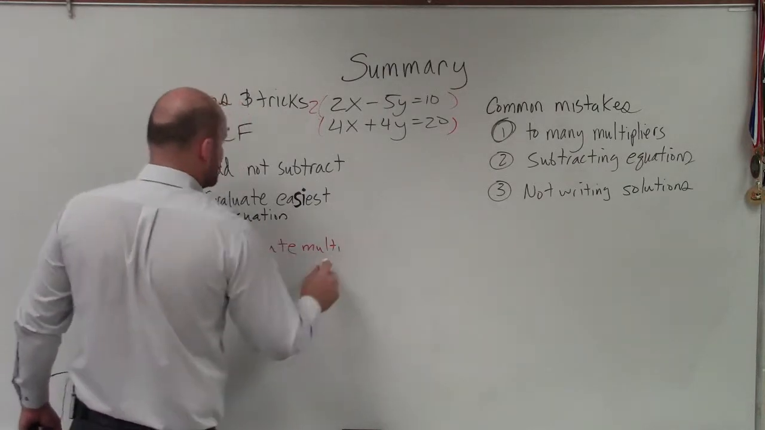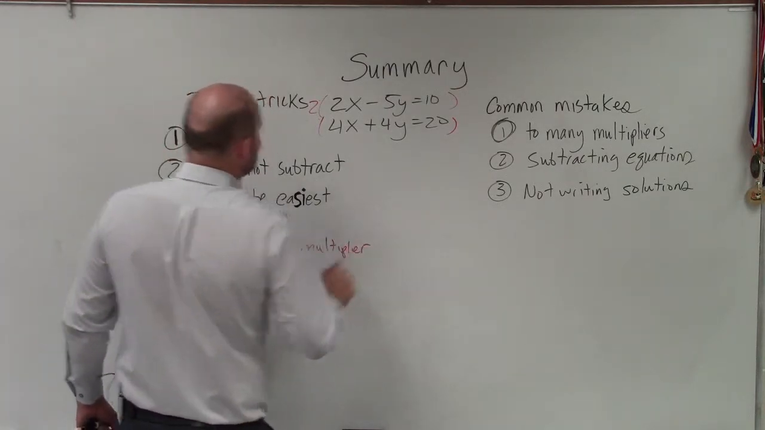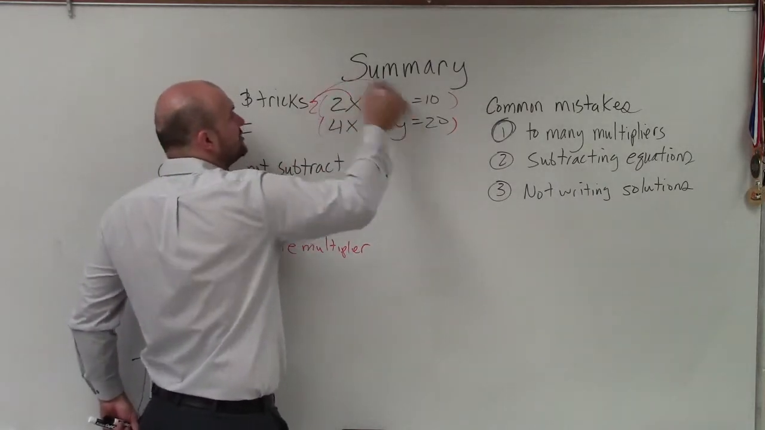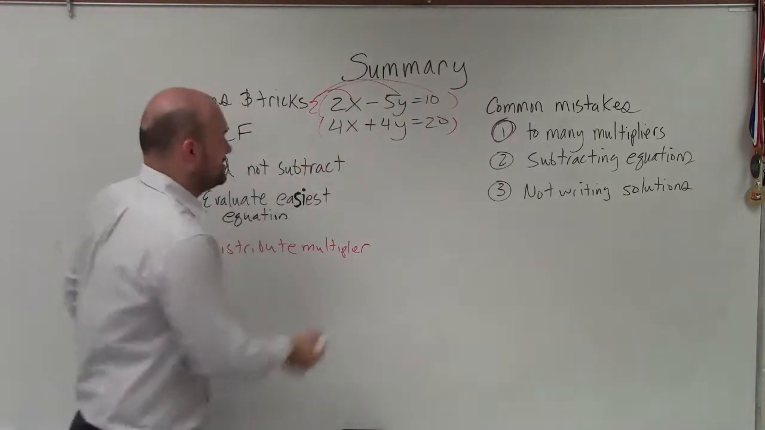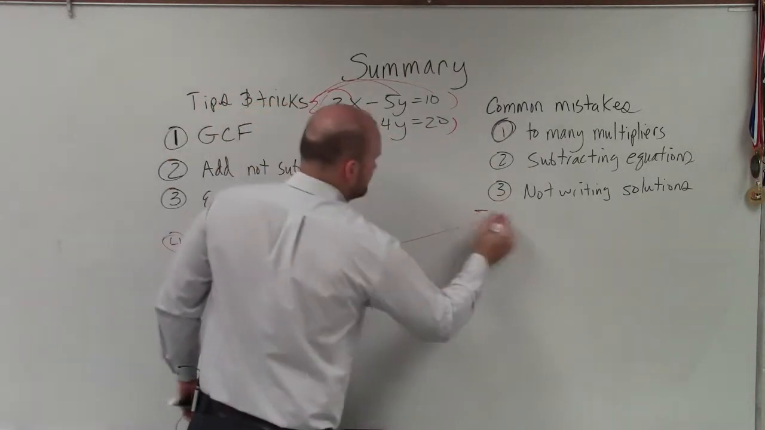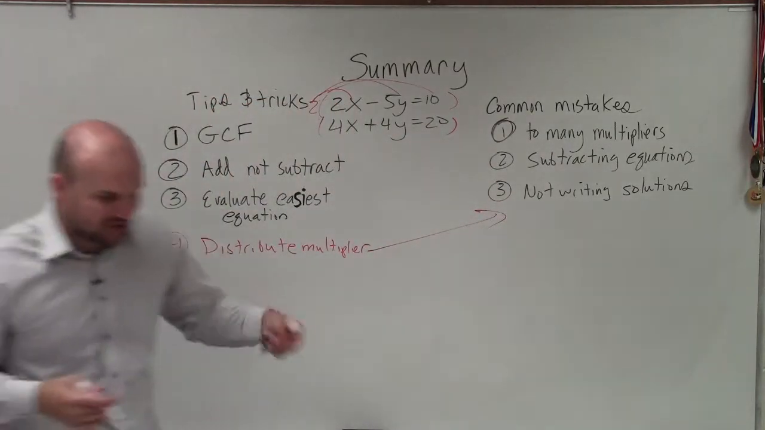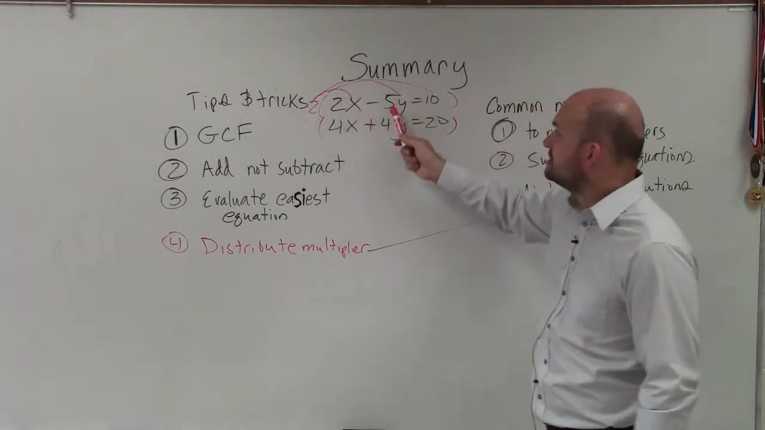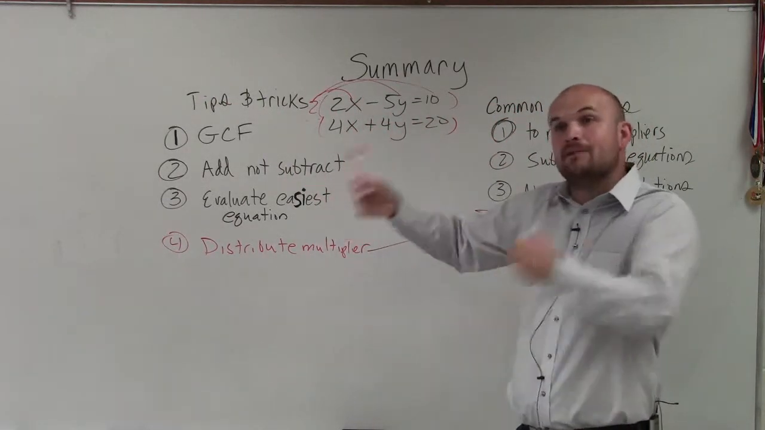Another one that I just thought of is when students apply their multiplier, you have to make sure you multiply the 2 times every single term. Actually, that's a common mistake: not multiplying your multiplier by every single term. They think they can just multiply 2 times this and this, but that's like multiplying one side but not the other side, right?